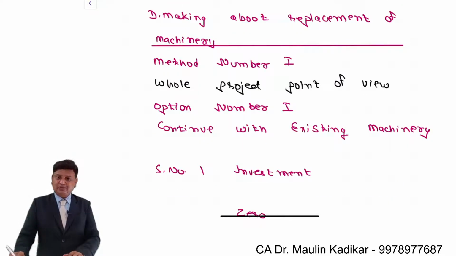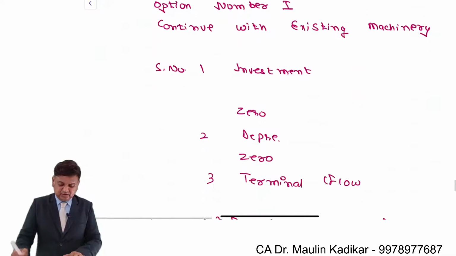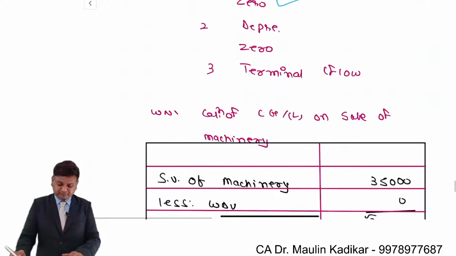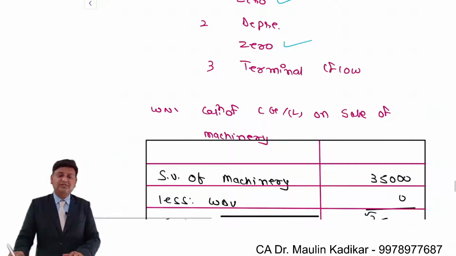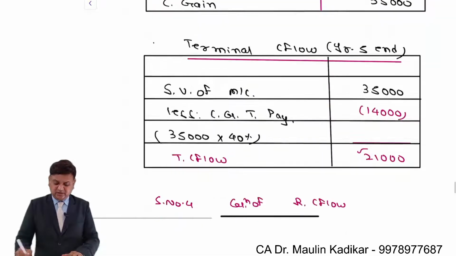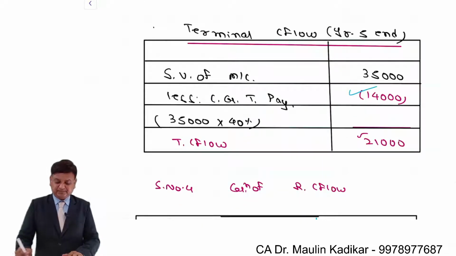Method number one, whole project point of view. In that, the first option is to continue with the existing machinery. No investment is to be made because right now we have a machinery. No depreciation, because from the income tax point of view there is zero WDV. This machinery will be sold at the end of the fifth year for 35,000. So 35,000 is the capital gain, and on that you have to pay tax.